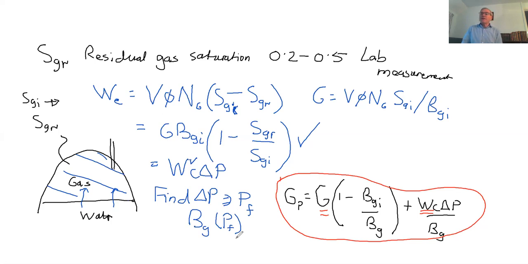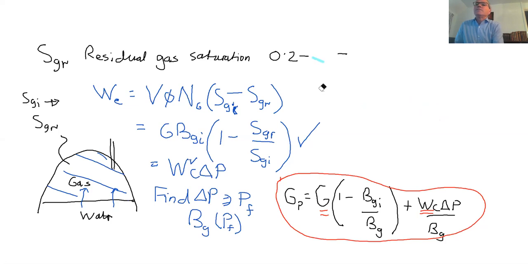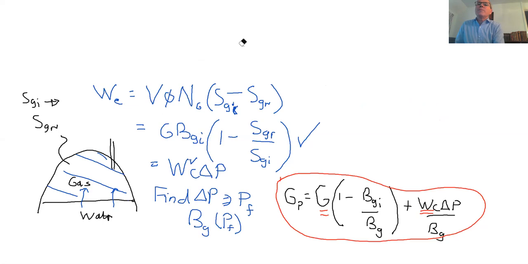Having done that, we can then put it in the equation to find the gas produced. So that's what we're going to do. I'm afraid we're running out of space here, so I'm going to have to get rid of things no longer 100% essential. That gives us a bit of room up here. So I'm now going to write what my gas produced is.